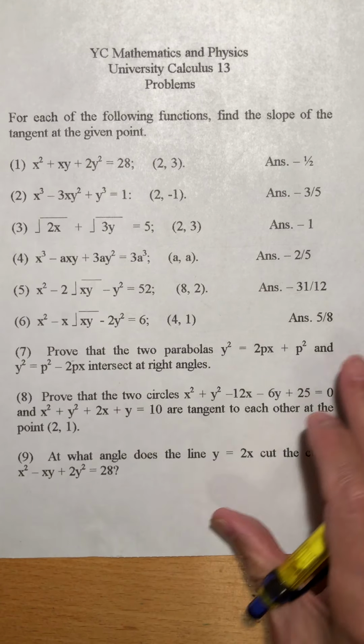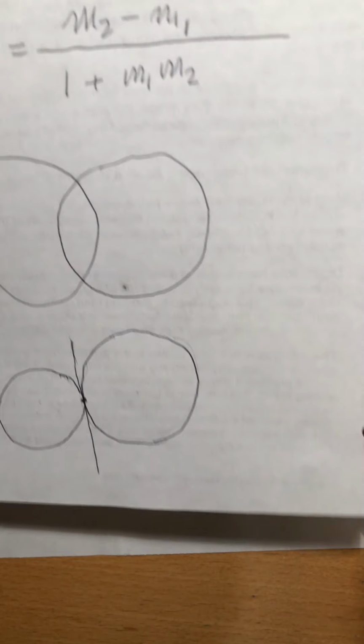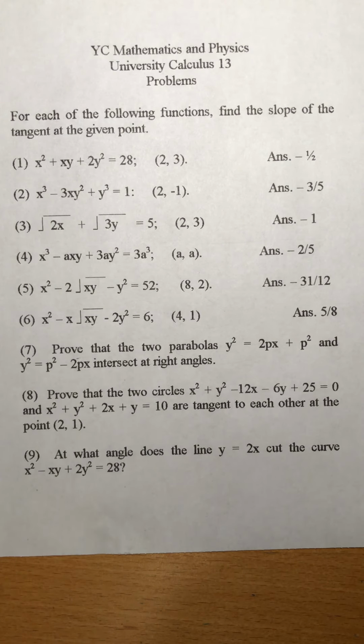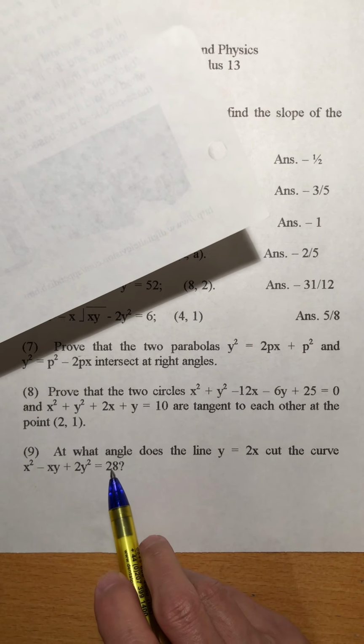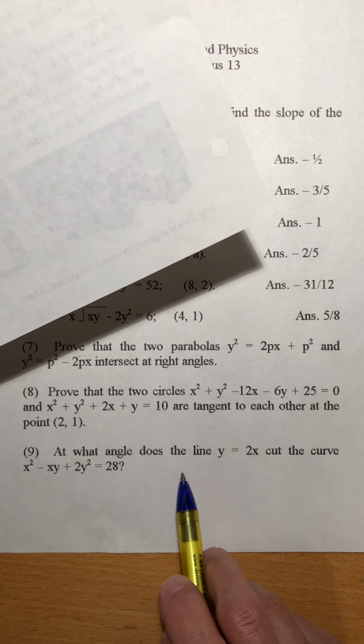Well, it doesn't matter what kind of graph it is. You have a line and a graph. The graph will be something like that. And then you want to find what is the angle here?